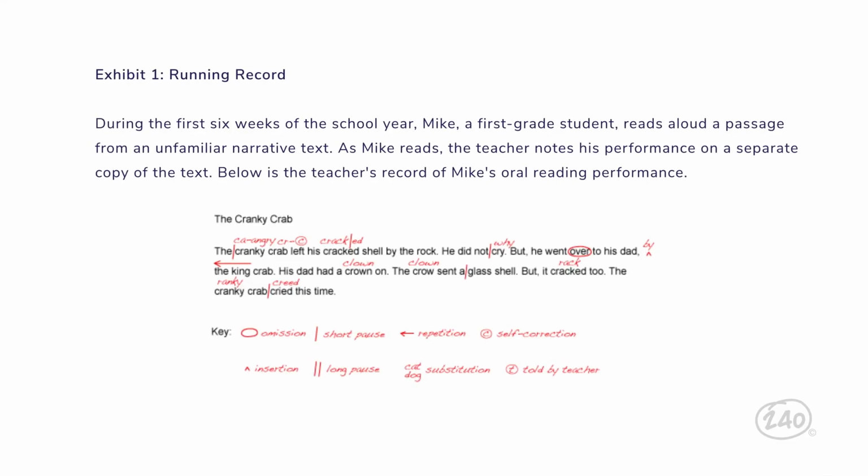So here's the first exhibit. Mike is in the 1st grade and it's the beginning of the year. He read a passage called The Cranky Crab, and we can see the errors he made in red. Our job is to analyze the errors and see if we notice a pattern. Okay, most of the errors involve words that start with CR. It looks like he might have trouble reading words with consonant blends, but we won't know for sure until we check the second exhibit.